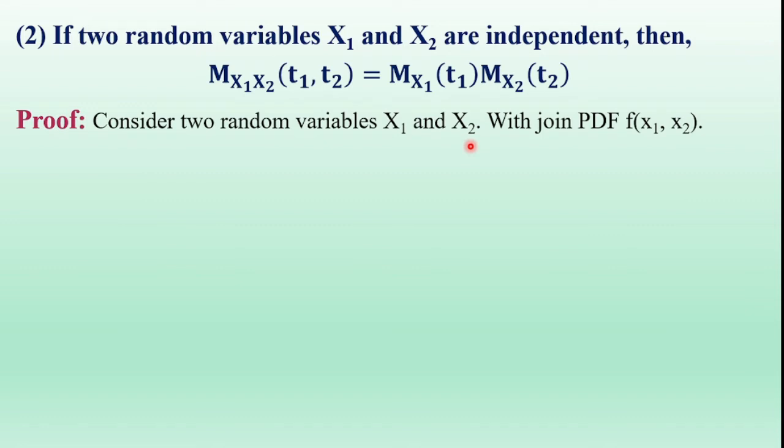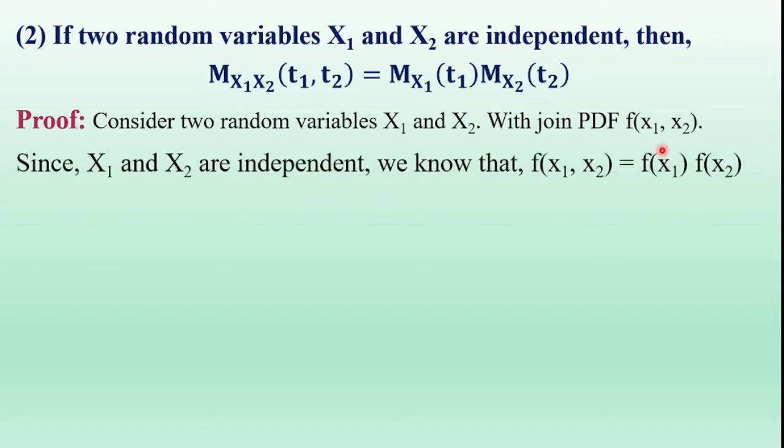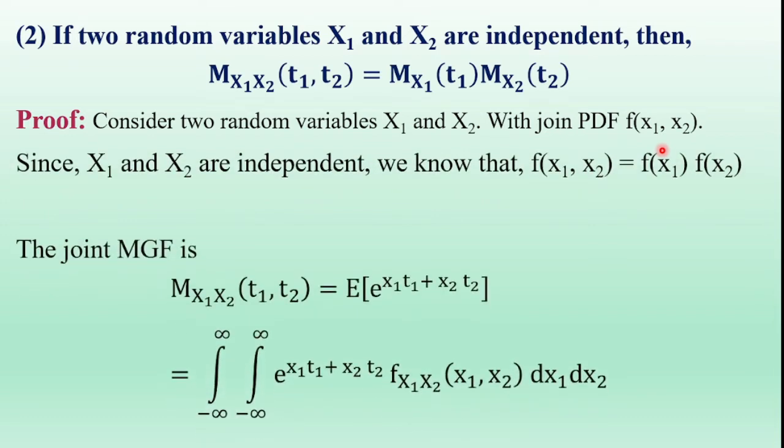x1 and x2 are two random variables with their joint probability density function f(x1, x2). Since x1 and x2 are two independent random variables, we know that the joint probability density function of the two independent random variables f(x1, x2) is equal to f(x1) into f(x2). So we know that for the continuous case, the joint moment generating function expression is M_{x1,x2}(t1, t2) is equal to the integral from minus infinity to infinity, integral from minus infinity to infinity, e power (x1 t1 plus x2 t2) into the joint probability density function into dx1 dx2.